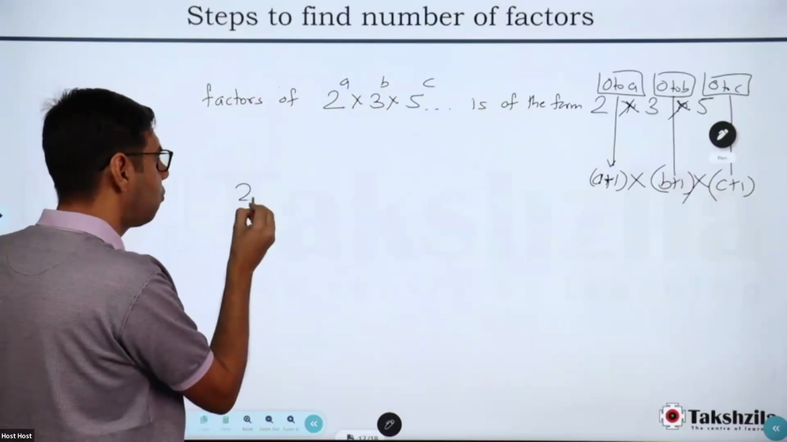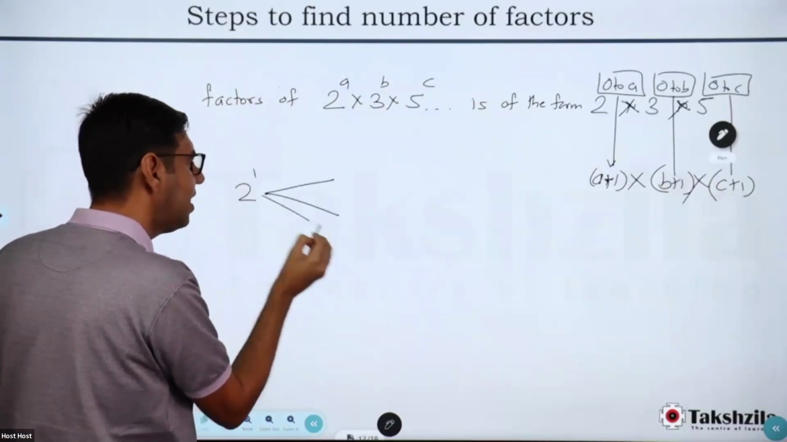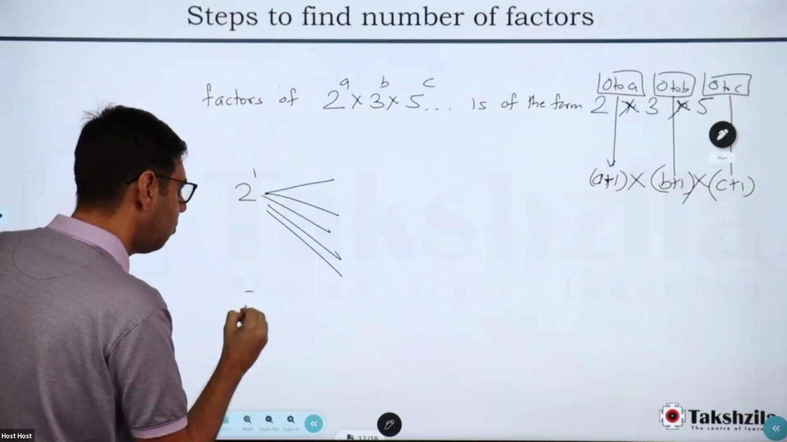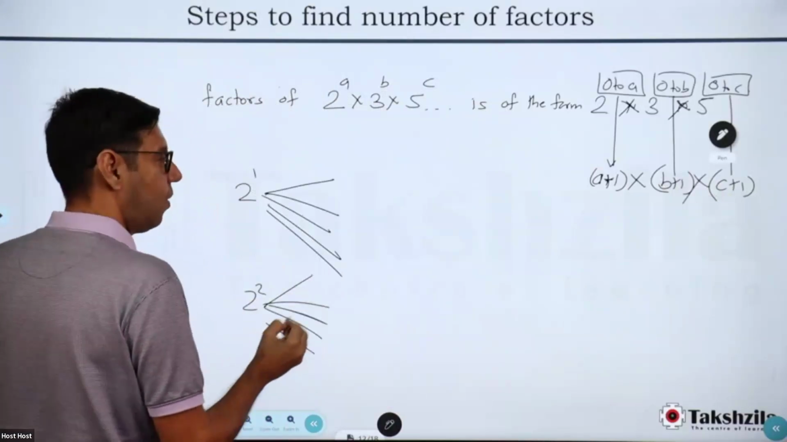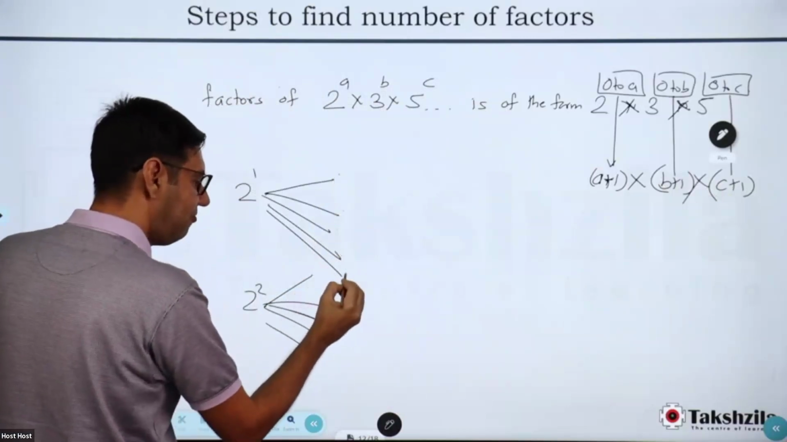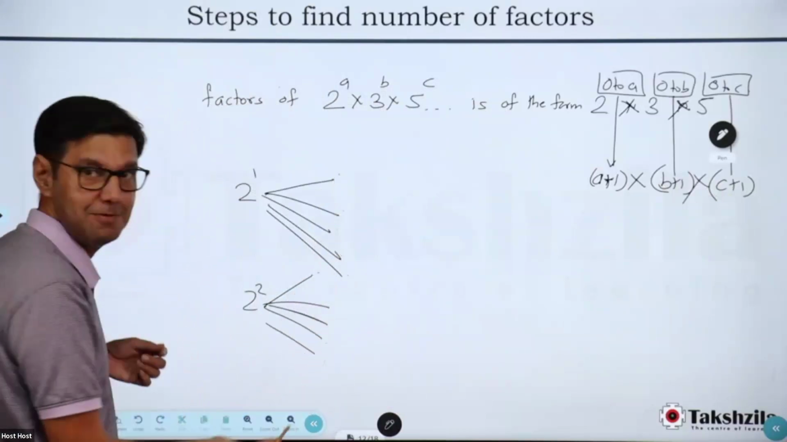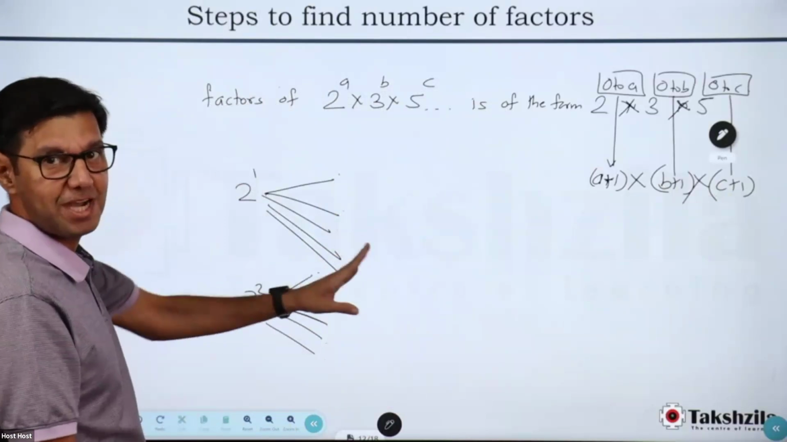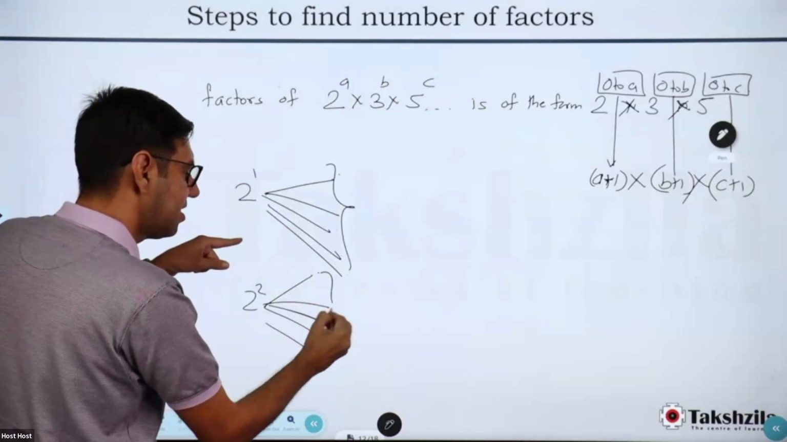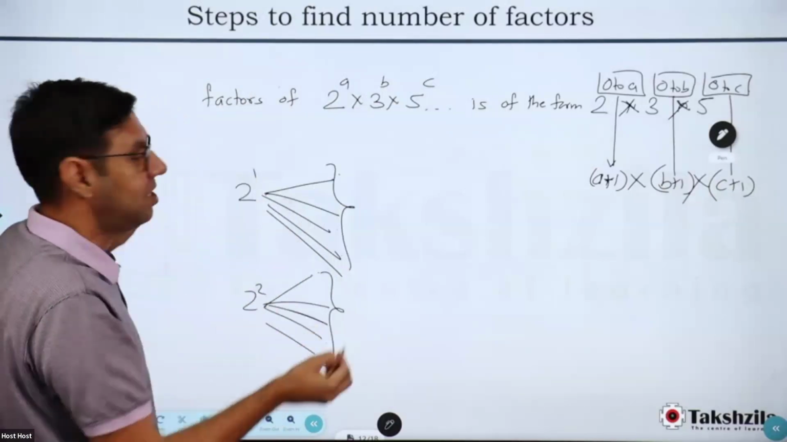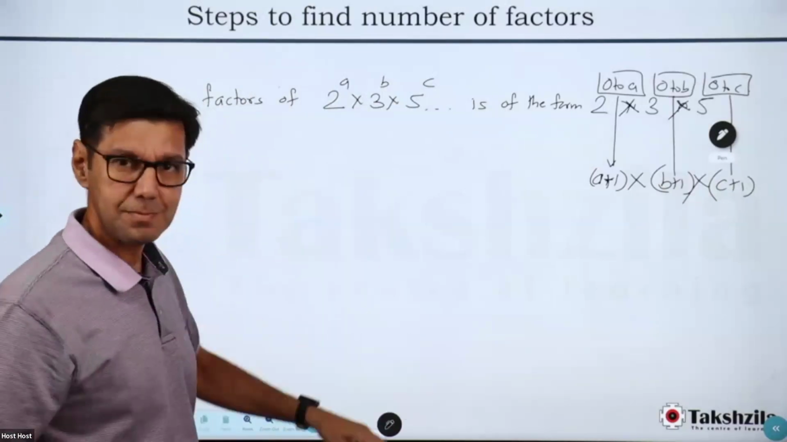Look at this. 2 raised to 1 can combine with any of them. 2 raised to 2 can combine with any of them, like this. So if there are 1, 2, 3, 4, 5 branches, and 1, 2, 3, 4, 5 branches, how many happen? 5 twos are 10 branches in all. 5 values for this, 2 values for this, 5 into 2, 10.